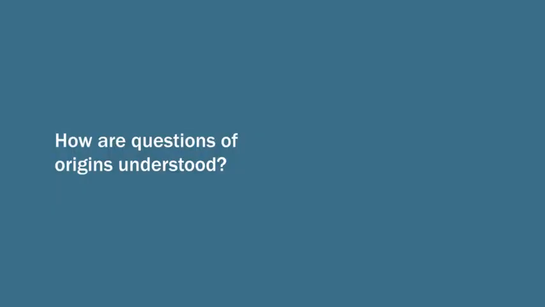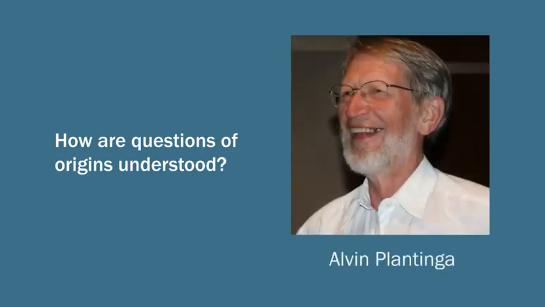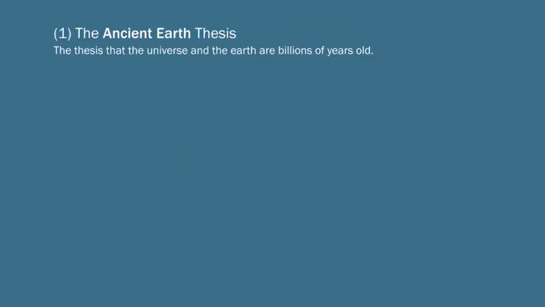And to do that, I'll turn to a taxonomy that was provided by the philosopher Alvin Plantinga. And Plantinga describes this potential conflict in terms of 5 distinct theses. They are the ancient Earth thesis, that the universe and the Earth are billions of years old, which is a claim that has been apparently, or according to some, contradicted by certain religious texts.